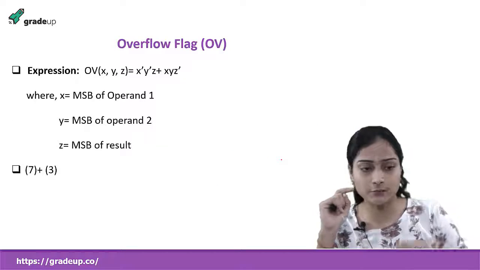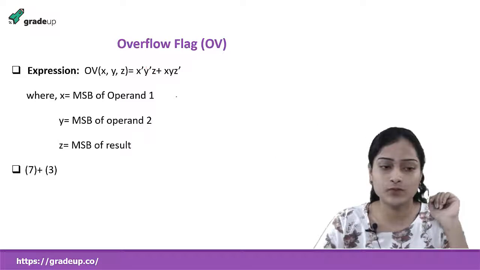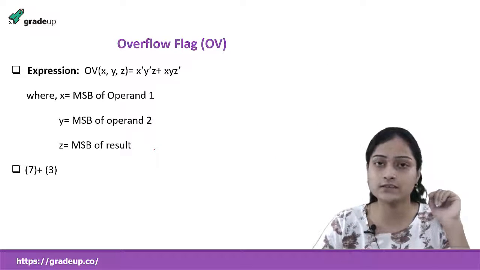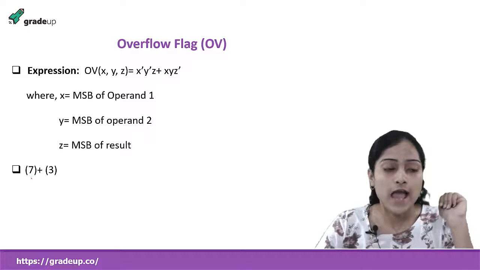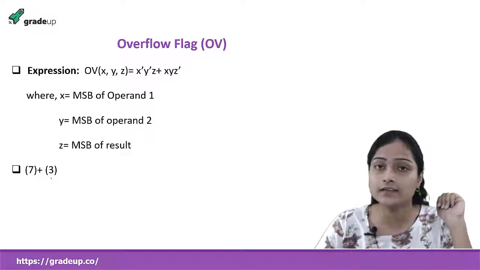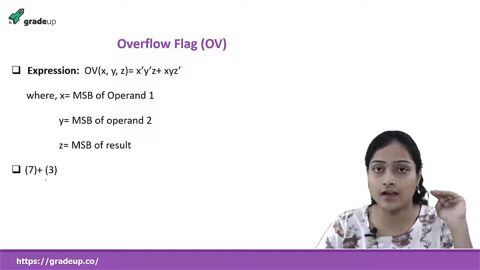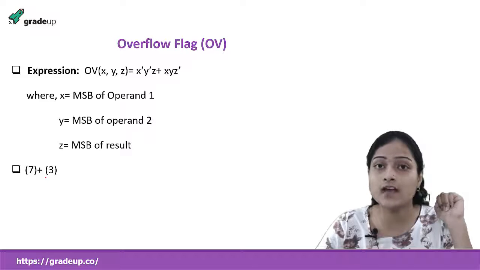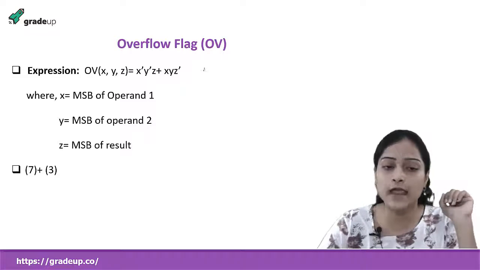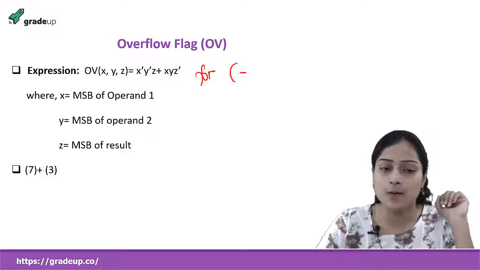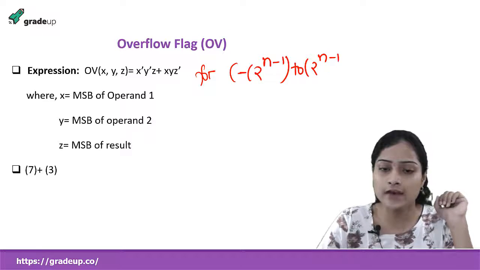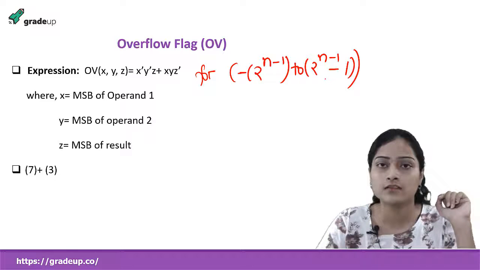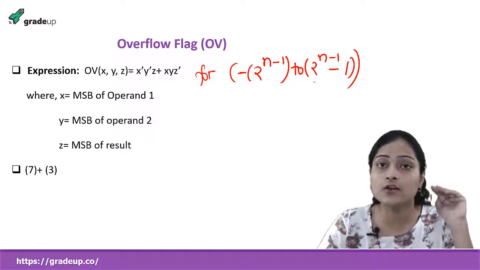Let us see it with an example. Don't worry about this particular expression; I will explain it later. I have to perform addition of 7 and 3. Suppose we are performing addition on signed data, and you know the range of signed data for an n-bit register: you can store from minus 2 raised to the power n minus 1 to 2 raised to the power n minus 1. This is the range for an n-bit register to store signed data.